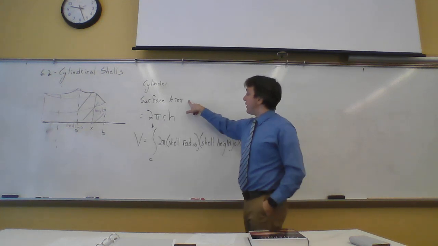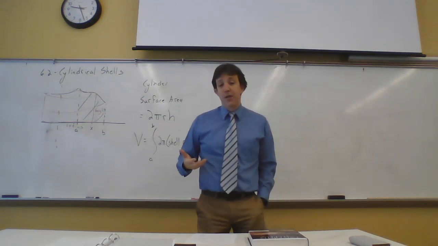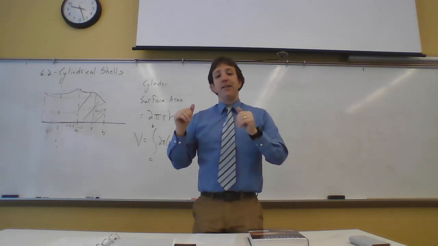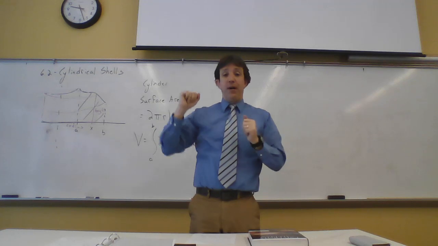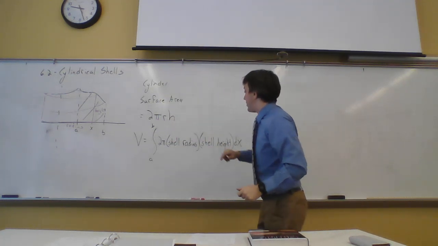So for a cylinder, its surface area is given by 2 pi r times h. Now, that's for a cylinder without the top and the bottom. So we're just looking at the sides of the cylinder. So 2 pi r times h.